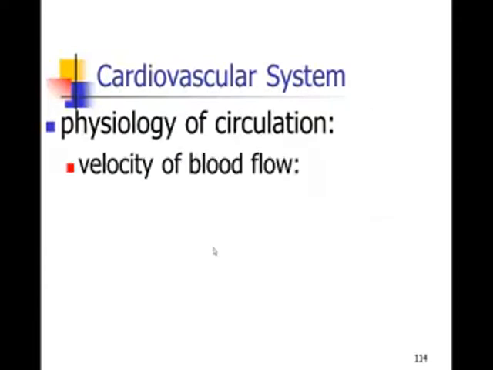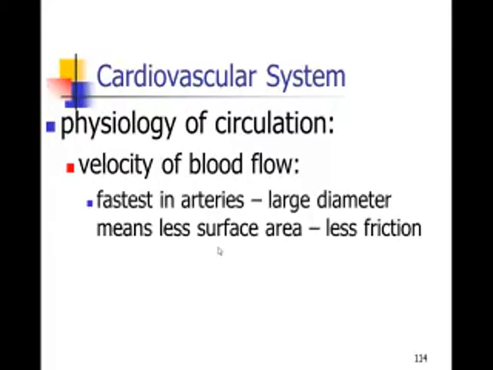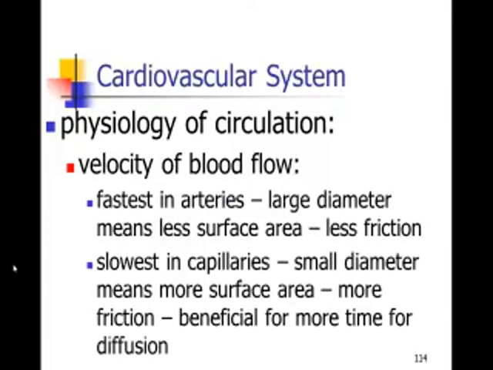Okay, so now we'll talk a little bit about the physiology of circulation, and we'll start with the velocity of the blood flow. So the fastest circulation is going to occur in the large vessels, the arteries, and this is because they have a large diameter. Because they have a large diameter, they have a relatively small surface area, and because they have a small surface area, there's not very much friction.